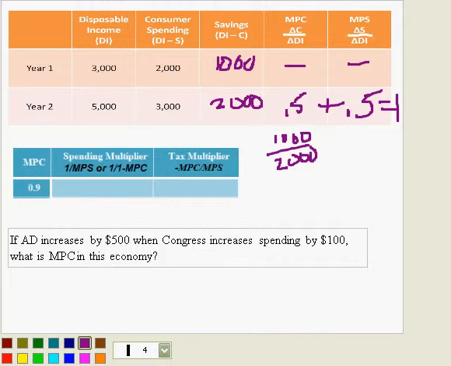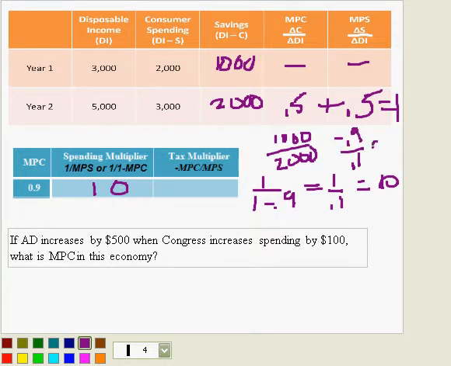The second table asks you to calculate the spending multiplier and the tax multiplier. The formulas are given at the top of the table. We'll use, since we're given MPS, 1 over 1 minus MPC. So to do that, 1 over 1 minus 0.9 equals 1 over 0.1 equals 10 for the spending multiplier. And the tax multiplier is minus 0.9 divided by 0.1, which is going to equal minus 9. And you just work every problem that way.